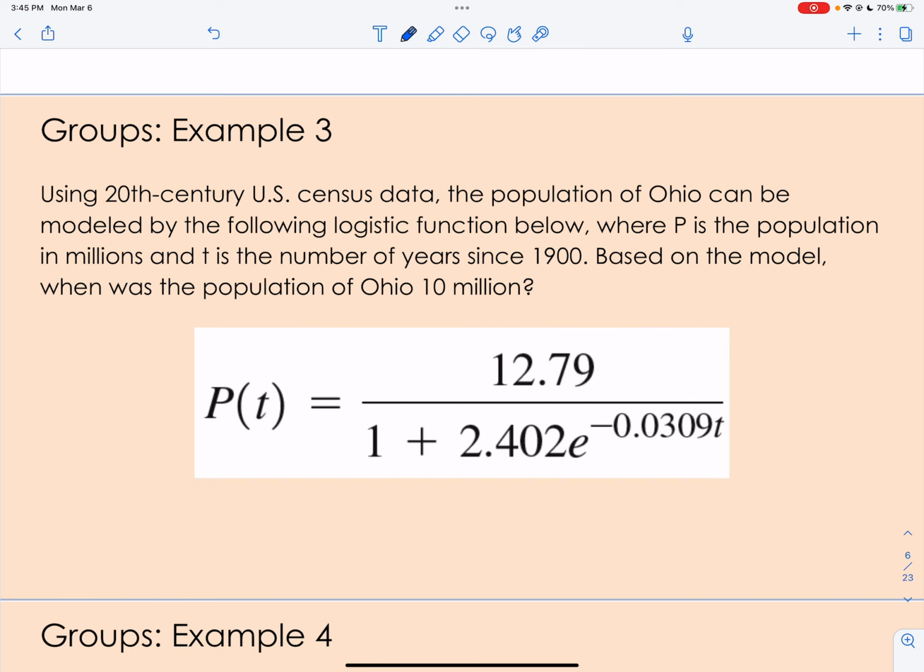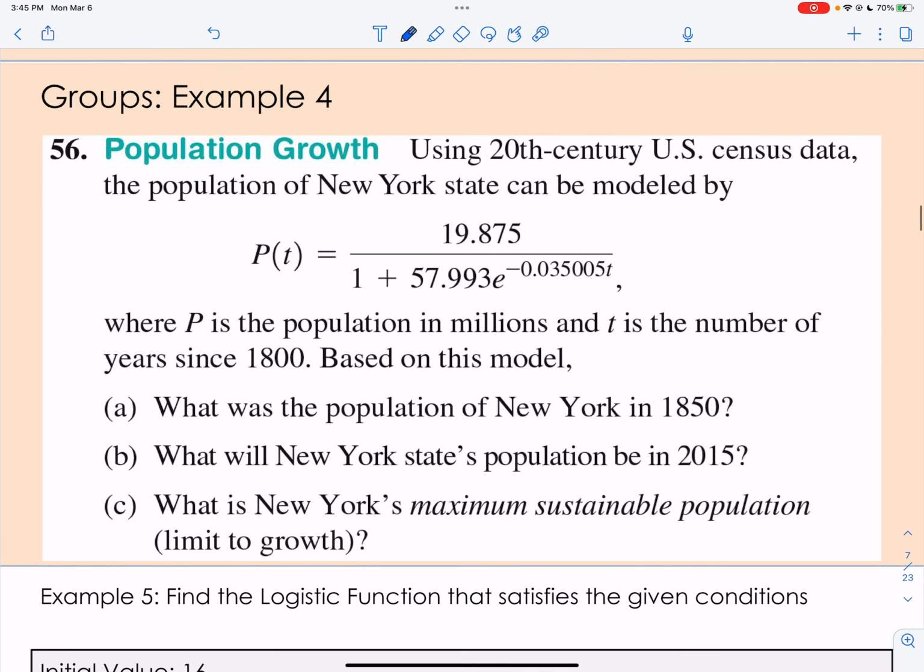Example 3 is very similar to example 2, where you have 10 right here, and you would do the exact same thing. Example 4 is just a plug and chug question. If you're asking for the population in 1850, that's t equals 50. Population in 2015, that's t equals 215, since t of 0 is 1800.